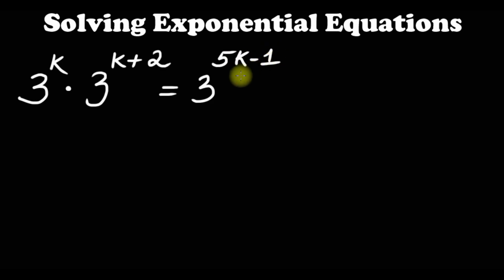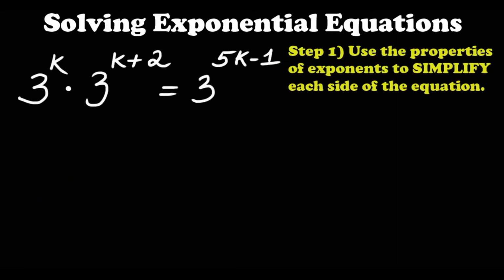So this is an exponential equation. We're going to solve this for k. And I have a procedure that you can use to solve this equation. So let's take a look at step 1. The first thing we have to do is use the properties of exponents to simplify each side of the equation. With this given equation, we have to use the exponent property to simplify this.